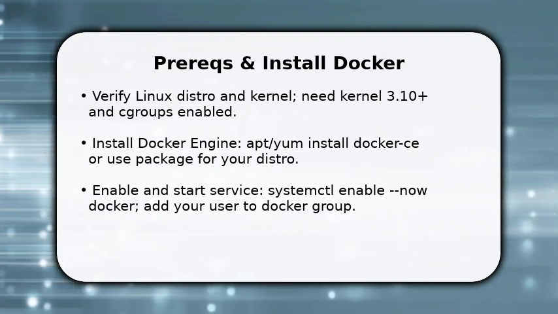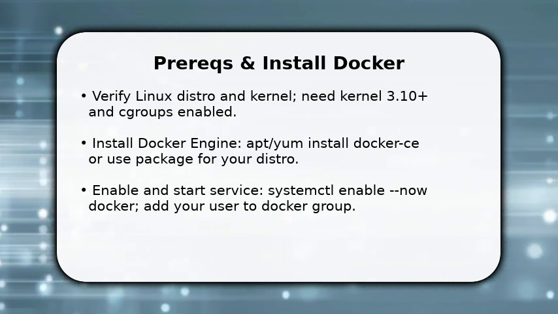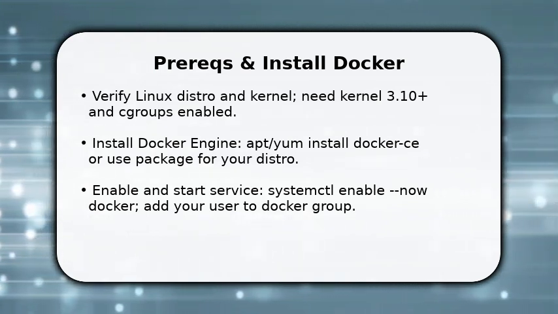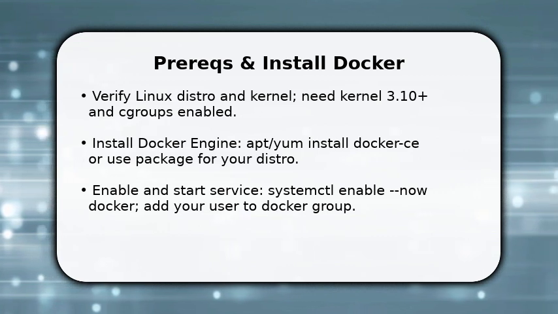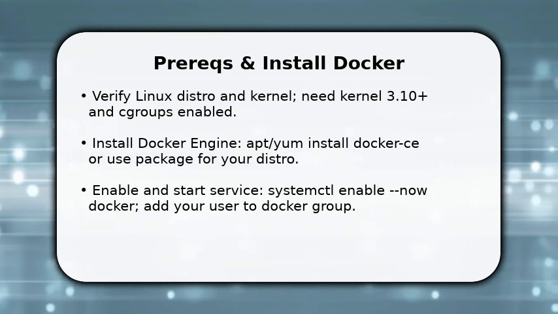Once installed, enable and start the Docker service so it runs at boot, and add your user to the docker group to avoid sudo for commands. Doing this prepares the host. Once done, you'll be able to pull images and run containers immediately without permission friction.